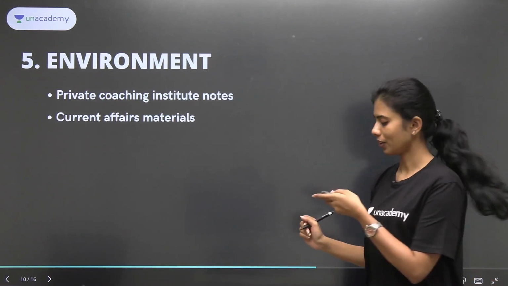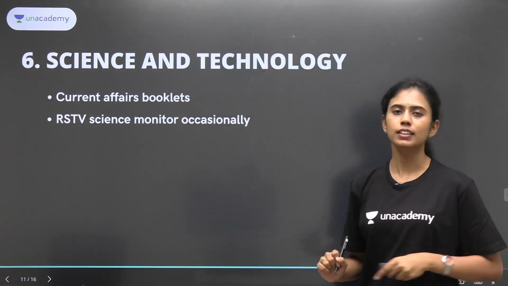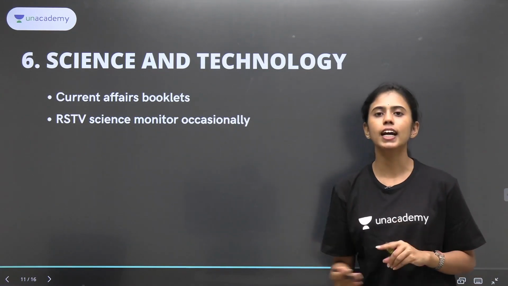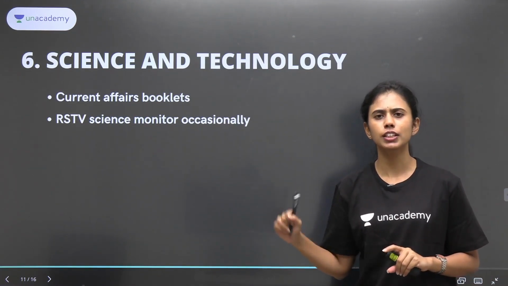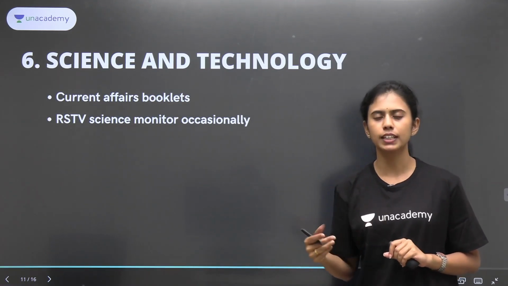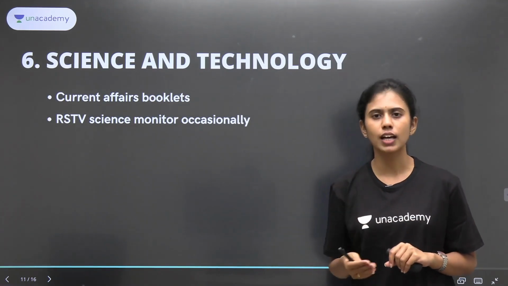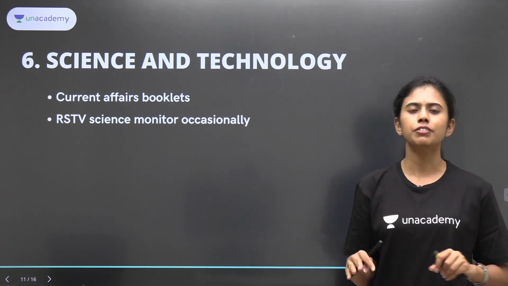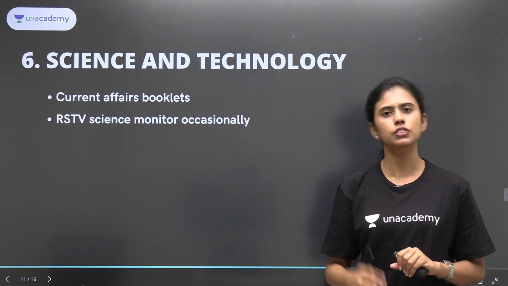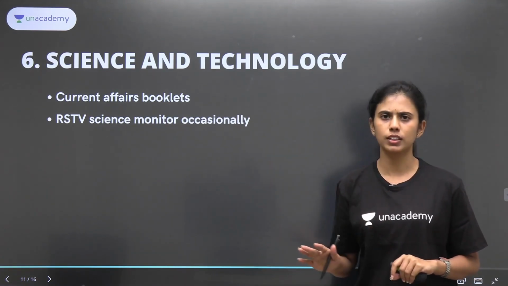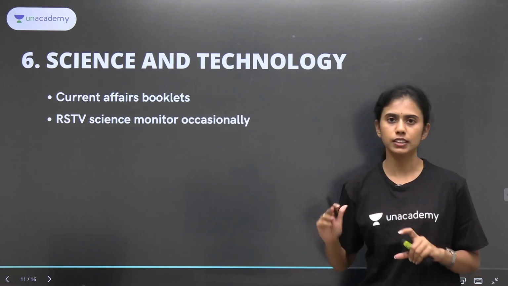Yeah, now coming to the next topic, that is science and technology. Again, any current affairs booklet. Science and technology, UPSC is not usually asking questions from the static area. So if you are not a science student, if you've stopped your science education at class 10, and if you are very underconfident about science, just go through the NCERTs. That will do. You don't have to go through anything else for the basic science part.